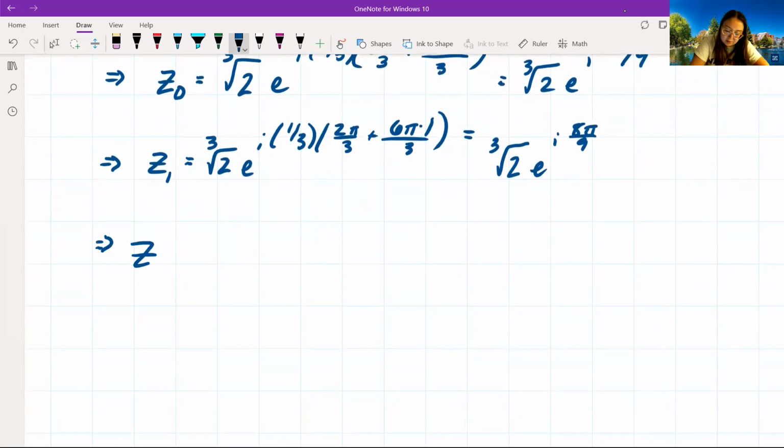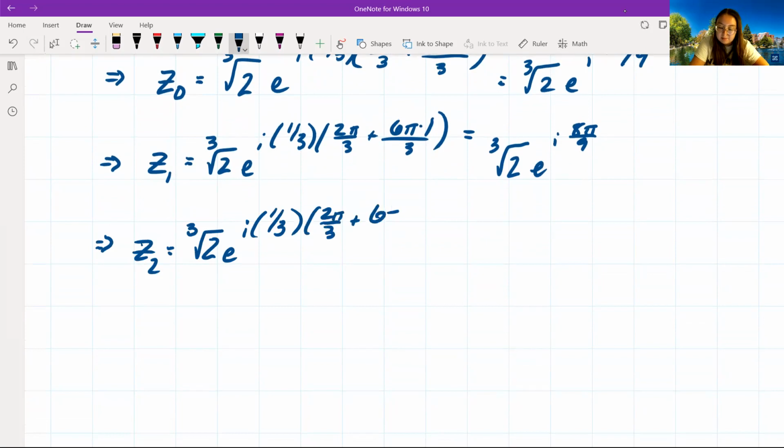And lastly, our last cube root here is going to be z sub 2. So we have the cube root of 2 times e to the power of i times 1 over 3 times 2 pi over 3 plus 6 pi times 2 over 3. So now I have 6 pi times 2, which is going to be 12 pi over 3, plus 2 pi over 3 is 14 pi over 3 divided by 3, which then would end up giving us the cube root of 2 times e to the power of i times 14 pi over 9.